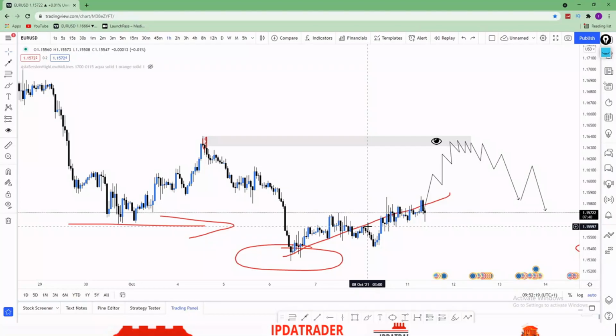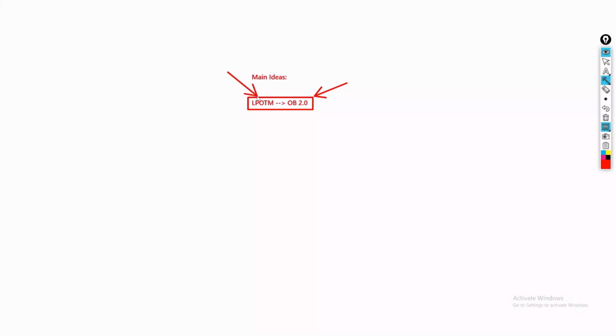So let's go back to the drawing board and let me summarize what you've learned today, the main takeaways. Let me grab red and write main ideas. You should understand that we talked about last points of true mitigations, which are also called OB 2.0s. The term is really up to you; for the sake of simplicity you would use OB 2.0s, but this is also valid, and it refers to the order flow, which is why this term exists and makes sense.